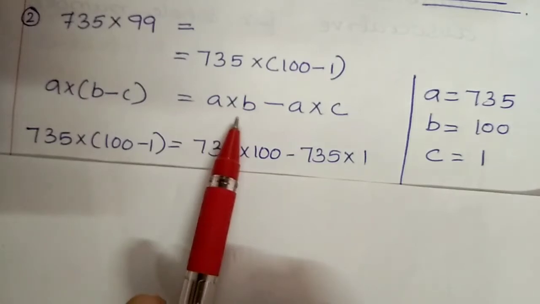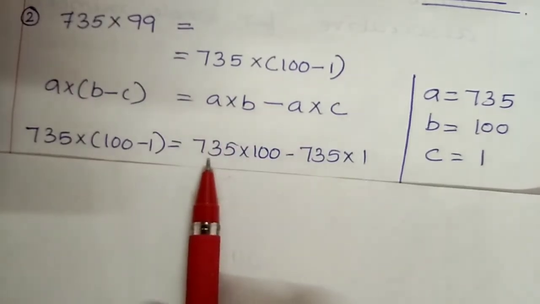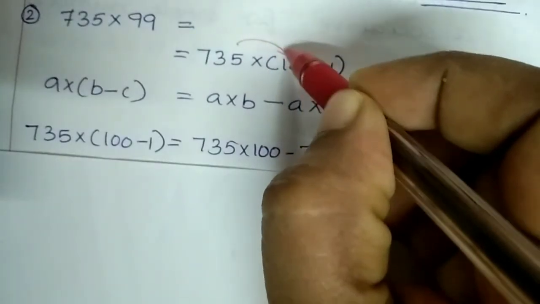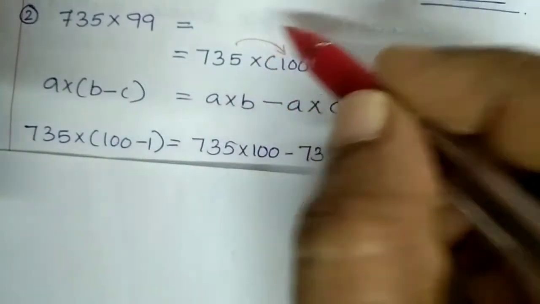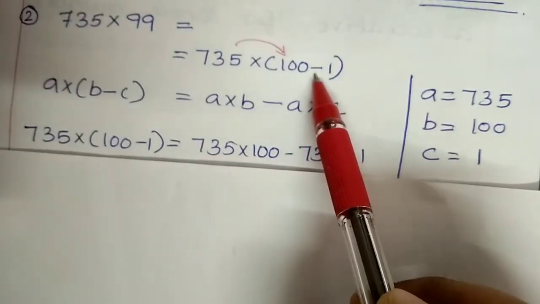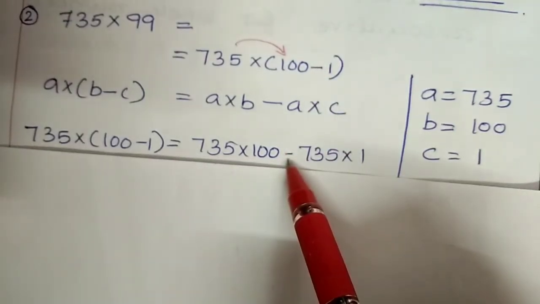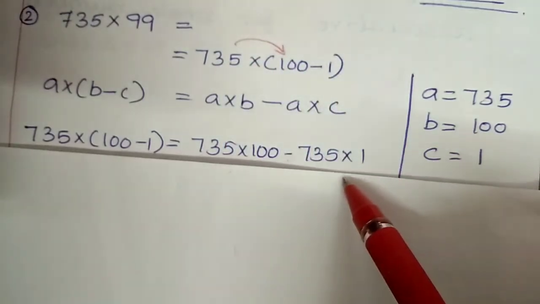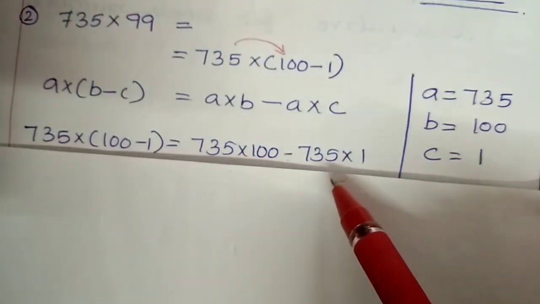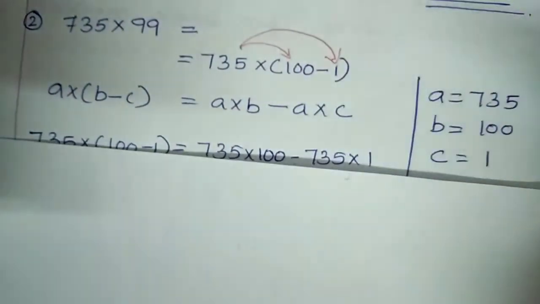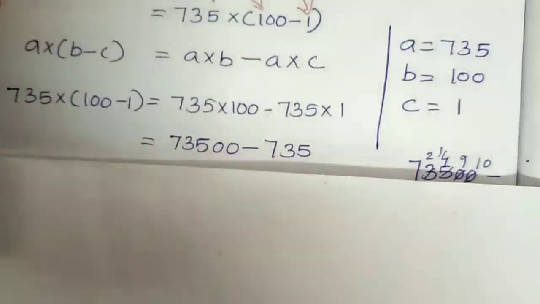So what is A into B? A into B is 735 into 100. That means this way you open this bracket. First you multiply 735 into 100. Here there is a minus sign, so here also you put a minus sign. Then 735 into 1 is 735. That means this way we open this bracket.